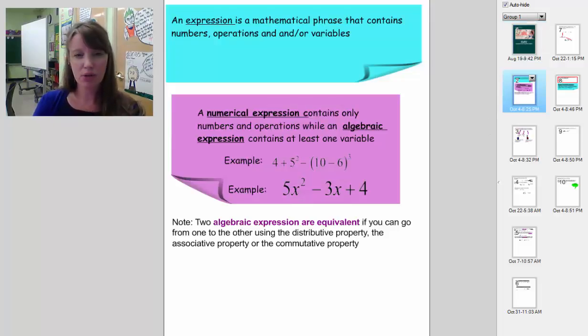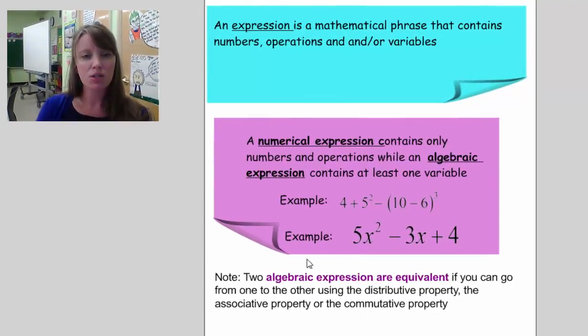Okay, so we have a lot of notes today because it's the first time I'm talking about expressions, so we have a lot of vocabulary to attend to. An expression is a mathematical phrase that contains numbers, operations, and/or variables. There are two types of expressions: a numerical expression and an algebraic expression. A numerical expression contains only numbers and operations, while an algebraic expression contains at least one variable.